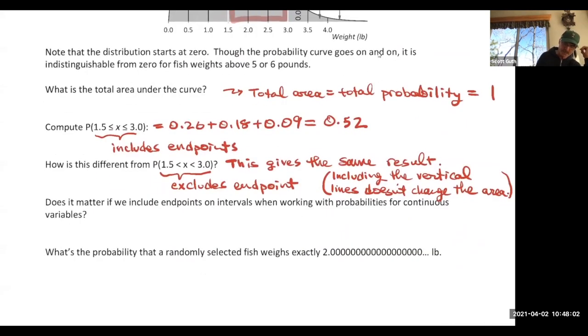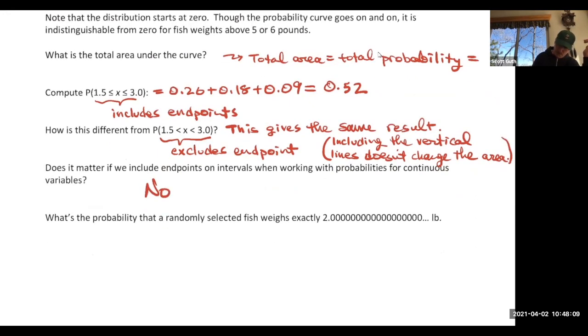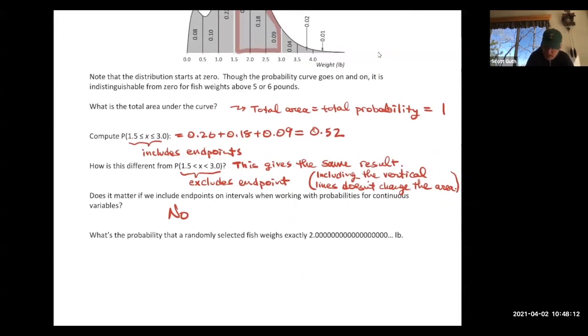So the next question says, does it matter if we include endpoints when working with probabilities for continuous variables? No. Hey, look at this one. What's the probability that a fish weighs exactly 2 pounds? And I mean 2.00000 pounds. How wide is that as a region? Remember, an exact value is not an area, it's a line. When you say X is exactly 2, you're not giving a range, you're giving a single value. How wide on a number line is a single number?